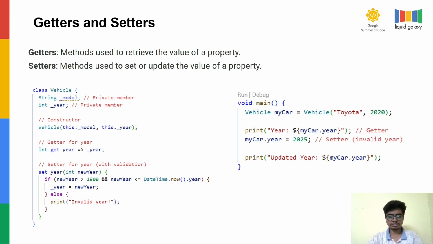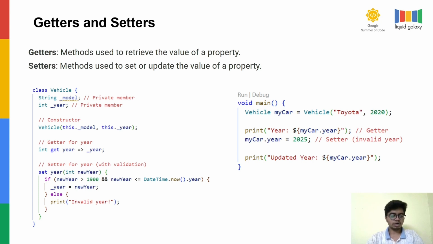So here I have demonstrated it in code. I've created a class named Vehicle, and there are two private members, model and year. I'm using a constructor for initializing the model and year. Before explaining the code, let me explain the this keyword. Basically, this is a keyword that refers to the current instance of a class. It helps when we need to access instance variables or methods from within the class.